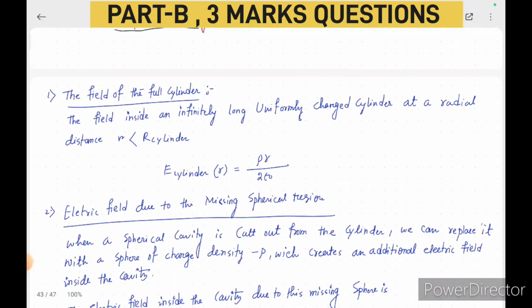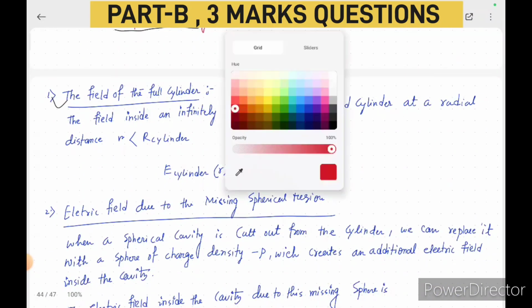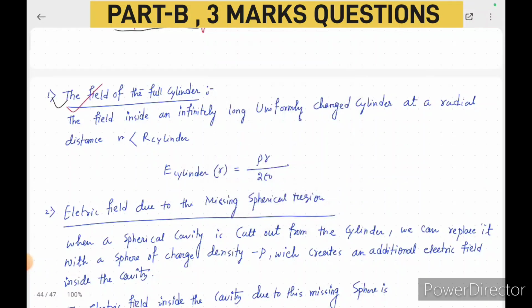Now the electric field of the full cylinder, when we have not carved out the sphere: the electric field inside an infinitely long uniformly charged cylinder at a radial distance r less than R is E cylinder equals rho r by 2 epsilon naught. We already know the formula.